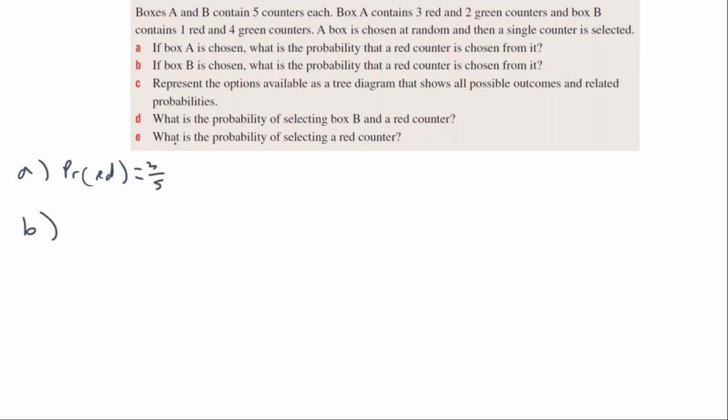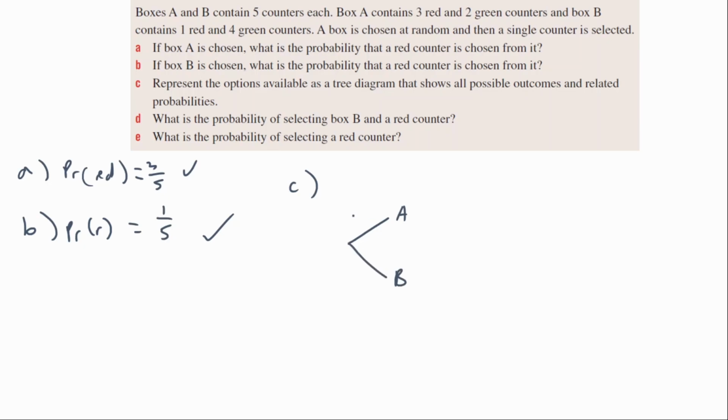Let's go to question B as well. If box B is chosen, what is the probability that a red counter is chosen from it? So probability of red again. So this time there's 1 out of the total 5. So that's going to be probability of 1 out of 5. Give yourself a tick for each one you got correct there. Now question C, I'm going to do that here because there's a bit more space. It says represent the options as a tree diagram. So once again, we have box A first, and then we got box B.